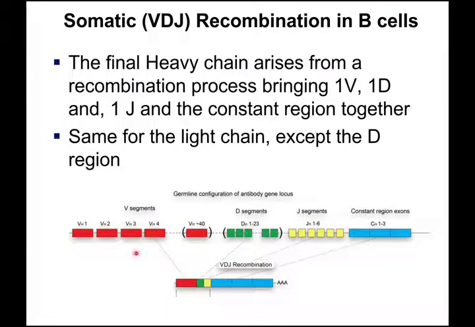Okay, so possible combination of the V segments with the D segment and the J segment, which ultimately leads to different genes in different B cells, and therefore different B cell receptors, and therefore different antibodies. The antibodies produced are basically the B cell receptors without the transmembrane domain in different B cells. That's how all that diversity is generated.